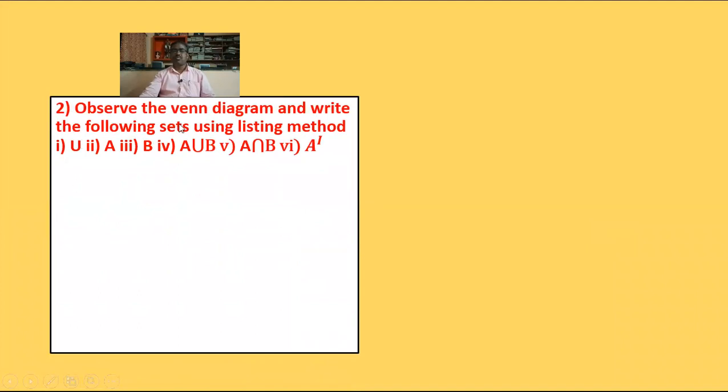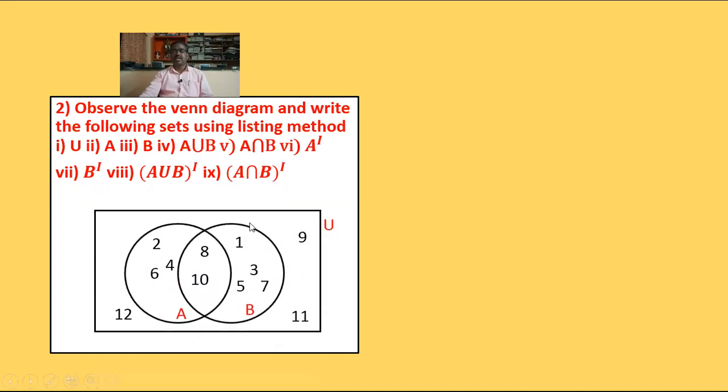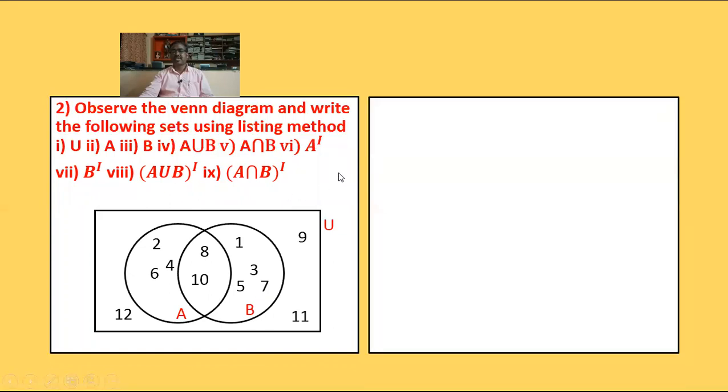Second problem. Observe the Venn diagram and write the following sets using the listing method. First, universal set U; second, A; third, B; fourth, A union B; fifth, A intersection B; sixth, A complement; seventh, B complement; eighth, A union B complement; and ninth, A intersection B complement. This is the given Venn diagram. Observe this Venn diagram: set A, set B, there is some common part, and the universal set is a rectangular shape. With the help of this Venn diagram, write the following sets.